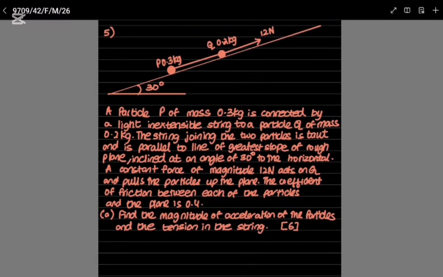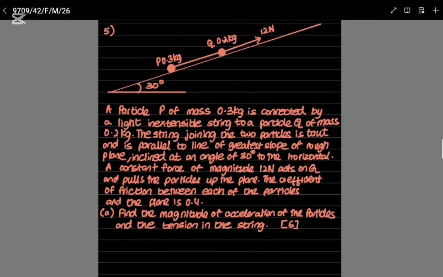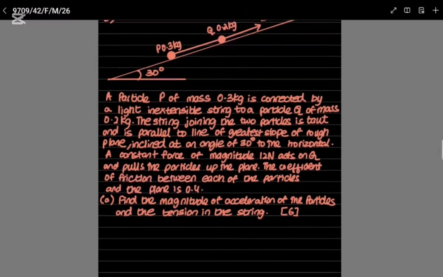Alright, so question number 5. Again, this is a very lengthy question. I'm not going to read it again, but we already have the key information given on the diagram. They just repeated all the stuff. Just one thing to keep in mind is that the coefficient of friction between each of the particles and the plane is 0.4. So it means that it is a rough plane. There's friction, and obviously each of the particles experiences the friction. P also experiences friction, and so does Q.